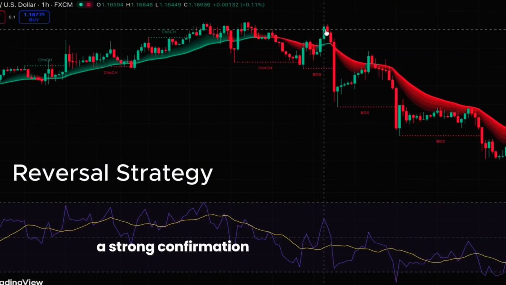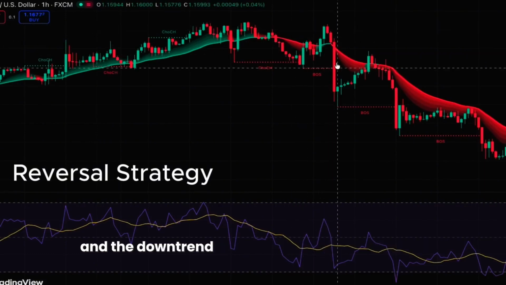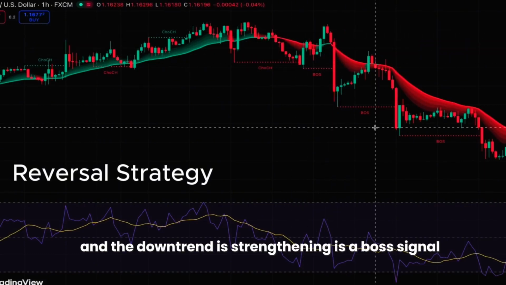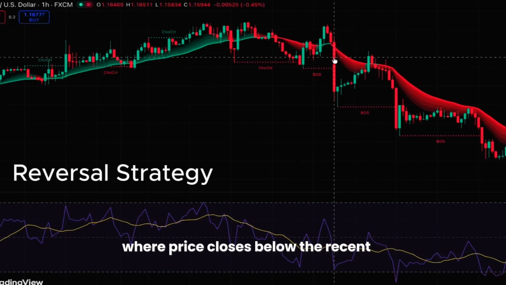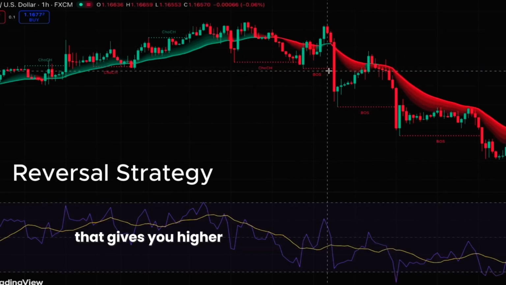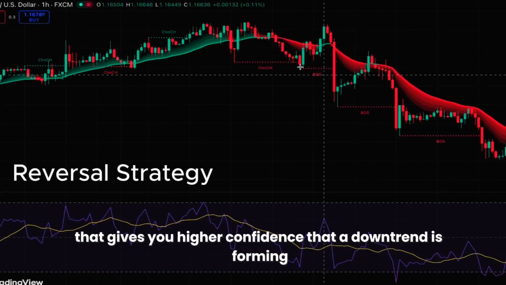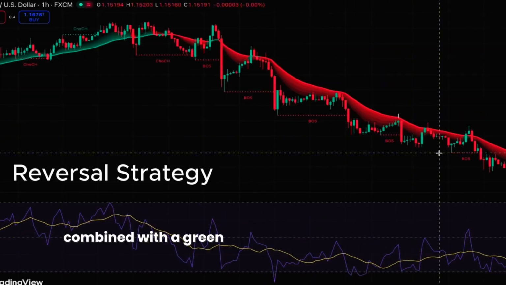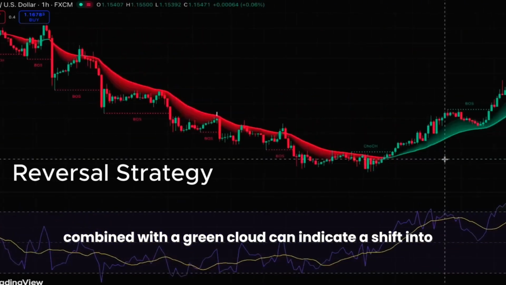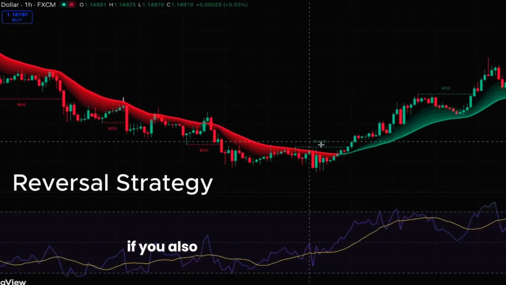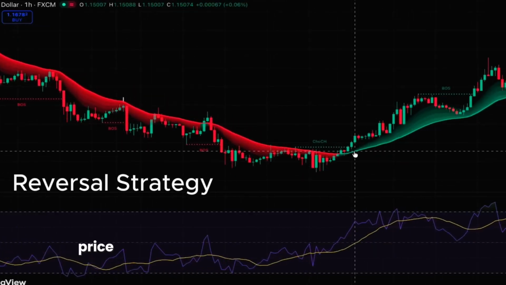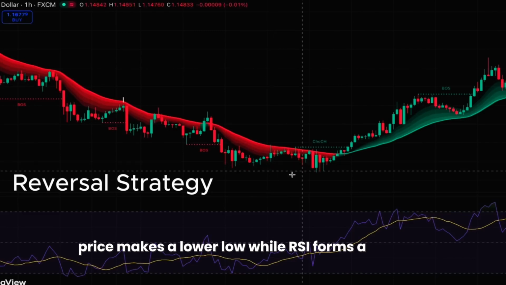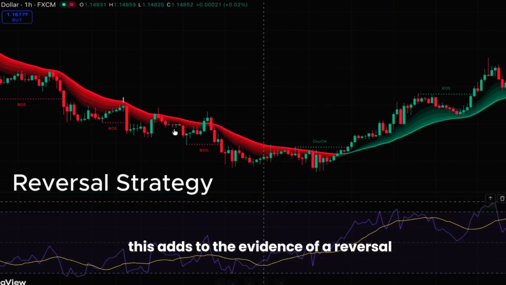A strong confirmation that the pullback is over and the downtrend is strengthening is a BOS signal, where price closes below the recent low. That gives you higher confidence that a downtrend is forming. Similarly, after a downtrend, a CHoCH combined with a green cloud can indicate a shift into an uptrend. If you also see a bullish RSI divergence, where price makes a lower low while RSI forms a higher low, this adds to the evidence of a reversal.